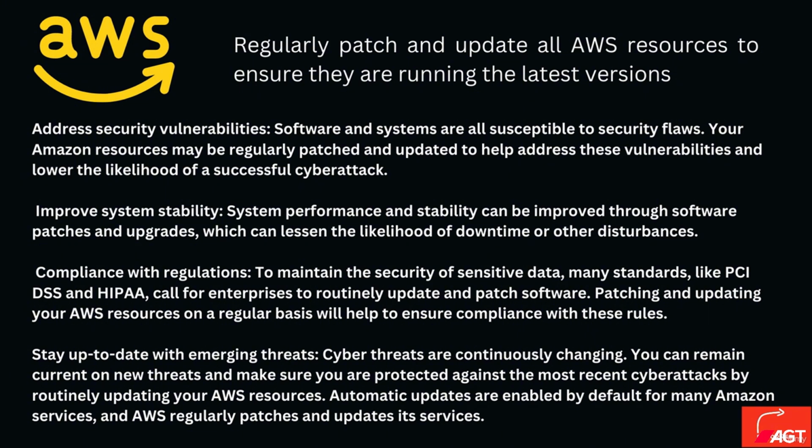Automatic updates are enabled by default for many Amazon services, and AWS regularly patches and updates its services. By utilizing these automatic updates, you can guarantee that the software and security fixes installed on your resources are up to date at all times. In conclusion, maintaining your AWS environment's security and stability may be achieved by routinely patching and updating all of its resources. You may strengthen your overall cloud security posture by addressing security vulnerabilities, enhancing system stability, adhering to regulations, maintaining current on new threats, and utilizing automatic updates.